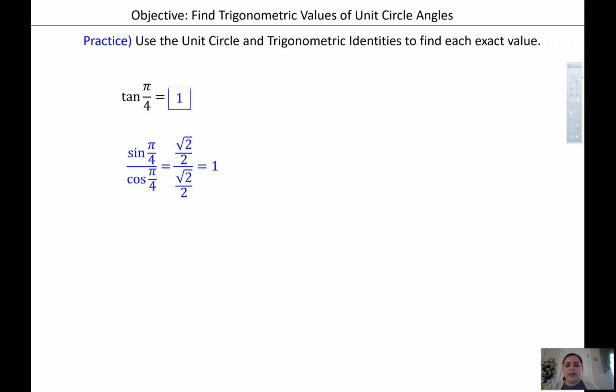Hopefully you tried it. You should get 1 because it's up against pi over 4. So pi over 4 gives you root 2 over 2, root 2 over 2, which is 1. And then tangent of 210. Go ahead and try this one and pause the video when you finish.